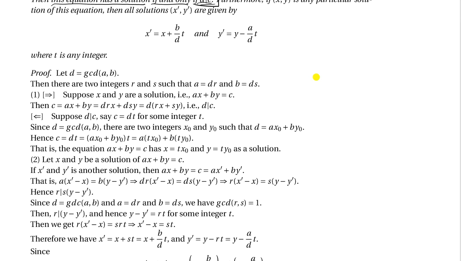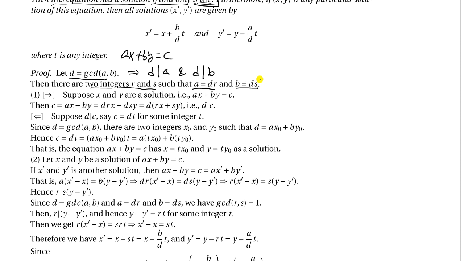Let's remember that. For the given equation ax plus by equals c, let d be the greatest common divisor of a and b, which means d is a divisor of a and d is a divisor of b. That means there are two integers r and s satisfying a equals d times r and b equals d times s, by the definition of divisor.